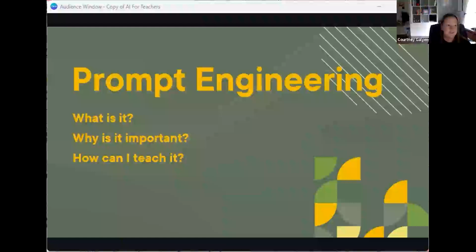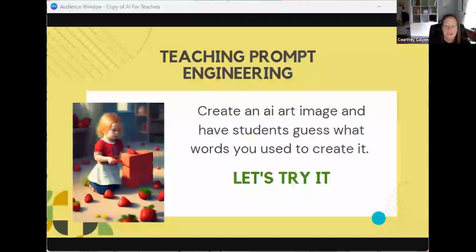So this is a fun thing that you can do in the classroom, generate an AI art image, which is simply you typing exactly what you want in text format. And then the AI art generator will create an image based on what you typed. So think for a minute about what I might have typed to get this image here from my AI art generator. Anybody have any ideas?